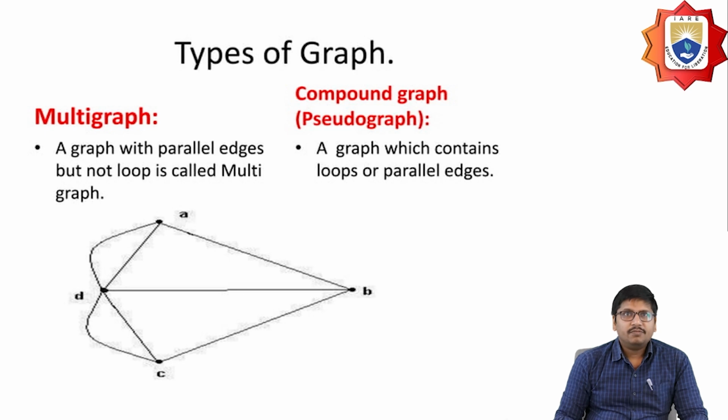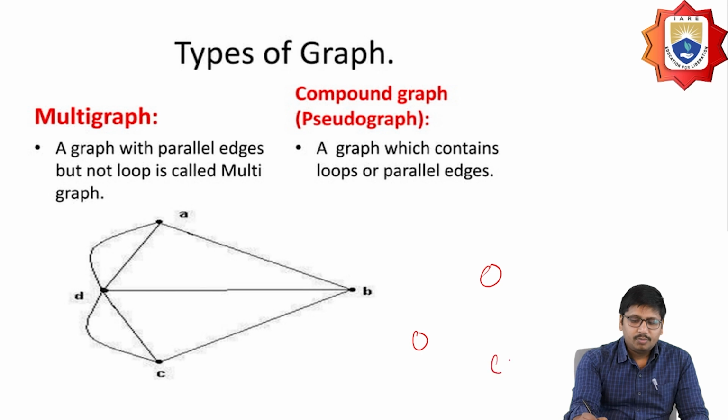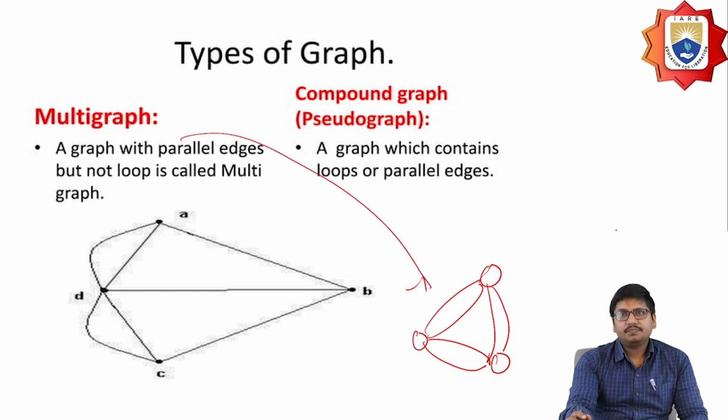And types of graphs. We have different types of graphs like the multigraph and the pseudograph. So what is this multigraph here? A multigraph means that between a pair of vertices, if I have multiple edges in between them, then that should be the multigraph here.